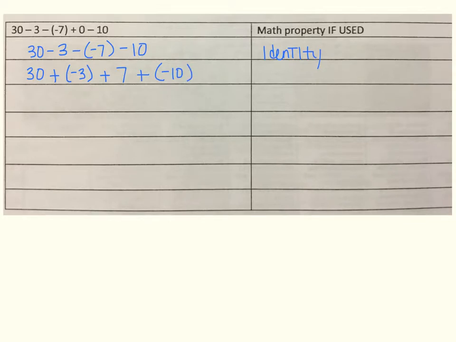When you apply the additive inverse, you say change it to plus, take the opposite of the next number. So that is why the negative 7 became positive, okay? Because it's the opposite of negative 7. So this one again was additive inverse.